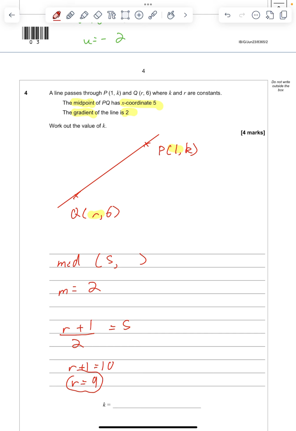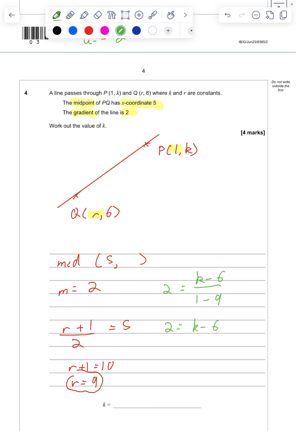That's the value of r, but you want the value of k, so we need to get another equation, don't we? We can do that because the gradient is 2, and to get the gradient between 2 points, it's the change in the y coordinates, so let's say that m, the gradient, is equal to the change in y, so k take away 6, over the change in x, which is 1 take away r, and r is 9. And I know that the gradient m is equal to 2, so I can put 2 in here and work through this.